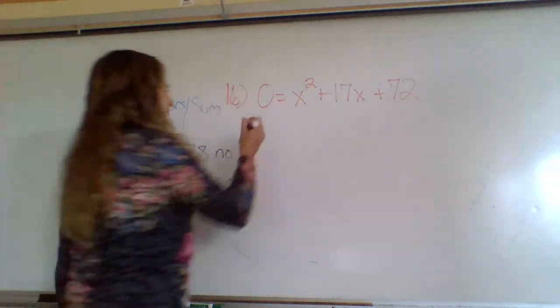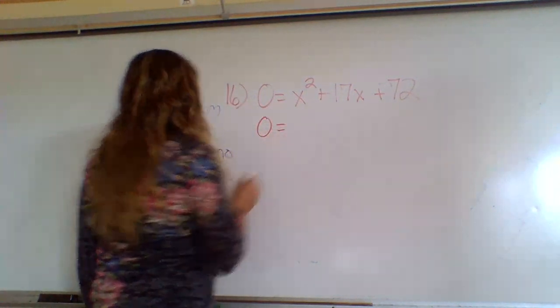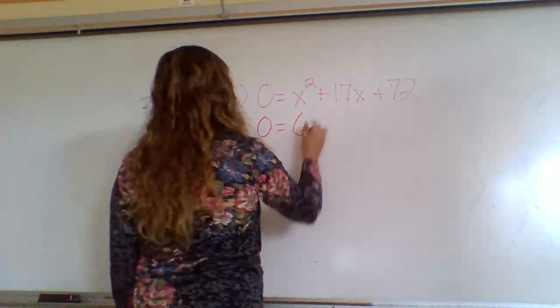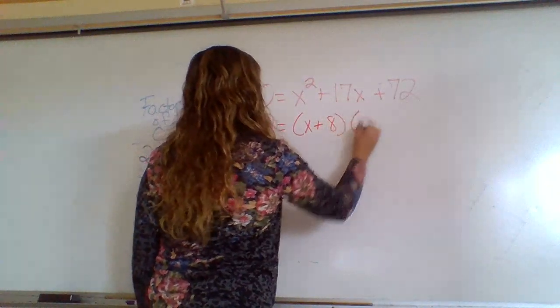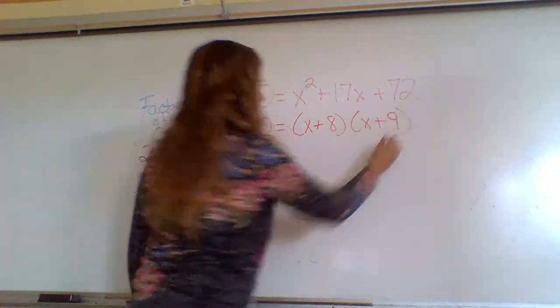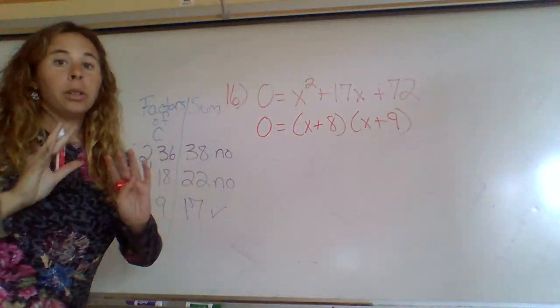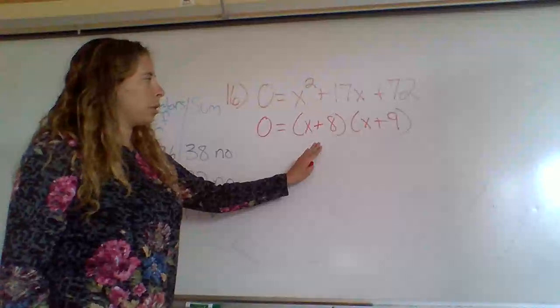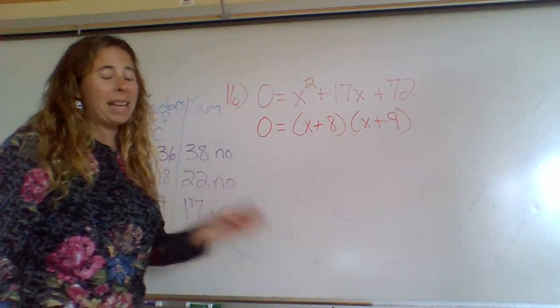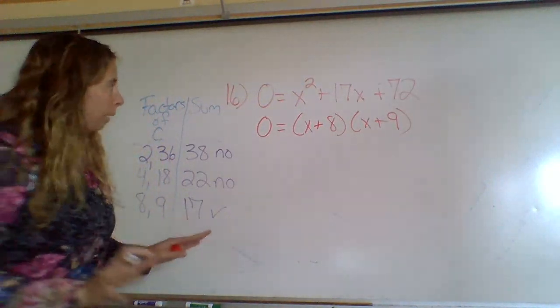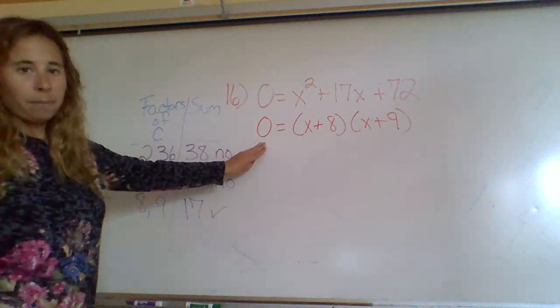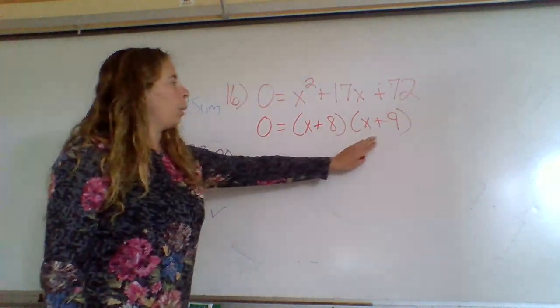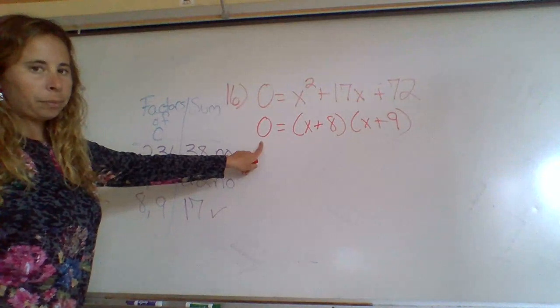Okay. So 0 equals (x plus 8)(x plus 9). Those are not your answers. You're not done. Those are your factors. Your factors are 8 and 9. Okay? We're not done. What value of x would make this equal to 0?